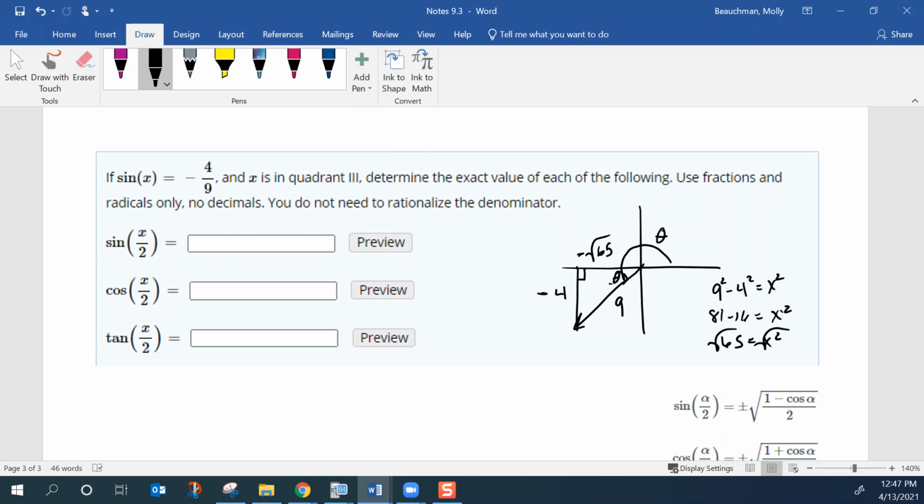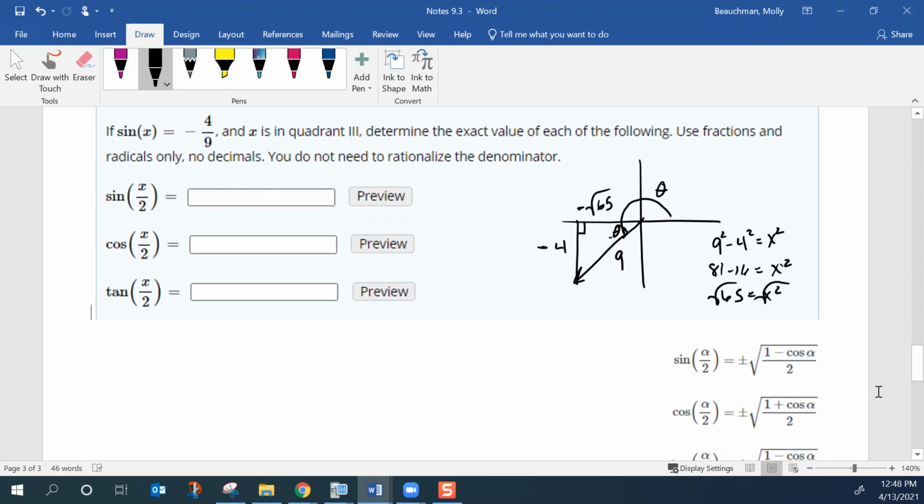All right. And can 65 be simplified? 65 divided by 5 is 13. So we can't simplify that radical. All right, so we want to determine sine of x over 2. The sine of alpha over 2, we have to figure out whether it's positive or negative. So if it's in quadrant 3, then your angle is somewhere between 180 degrees and 270 degrees.